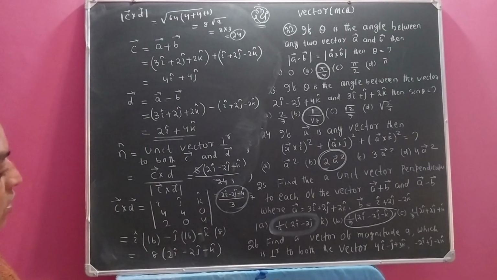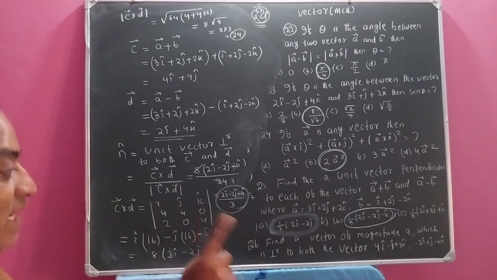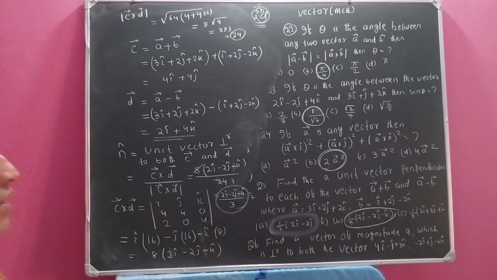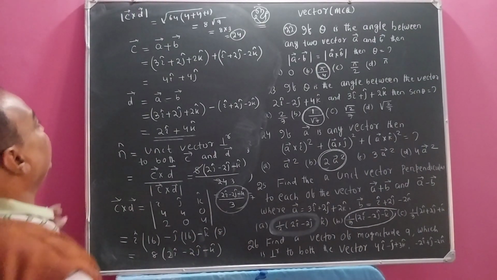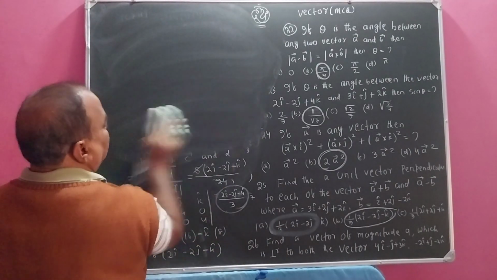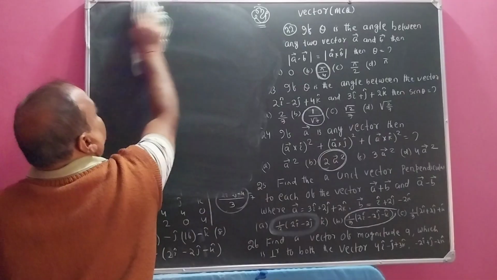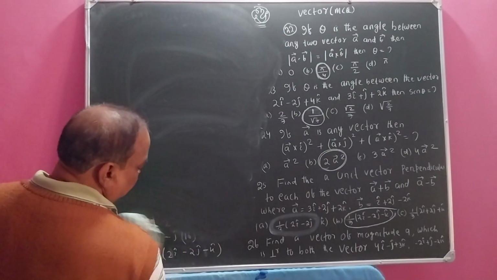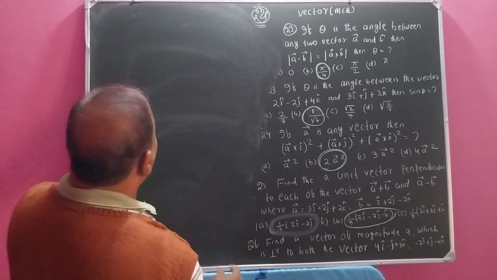Next, write down the question number 26. Find a vector of magnitude 9 which is perpendicular to both the vector 4I cap minus j cap plus 3k cap and minus 2I cap j cap minus 2k cap. How can you do these problems? So write down the answer. Last questions of today's class.